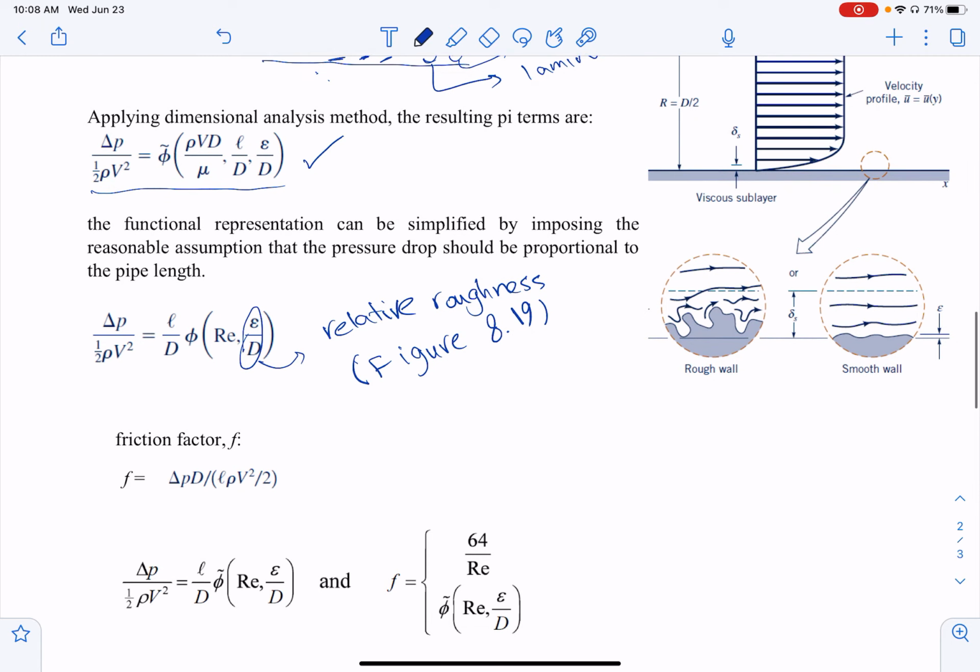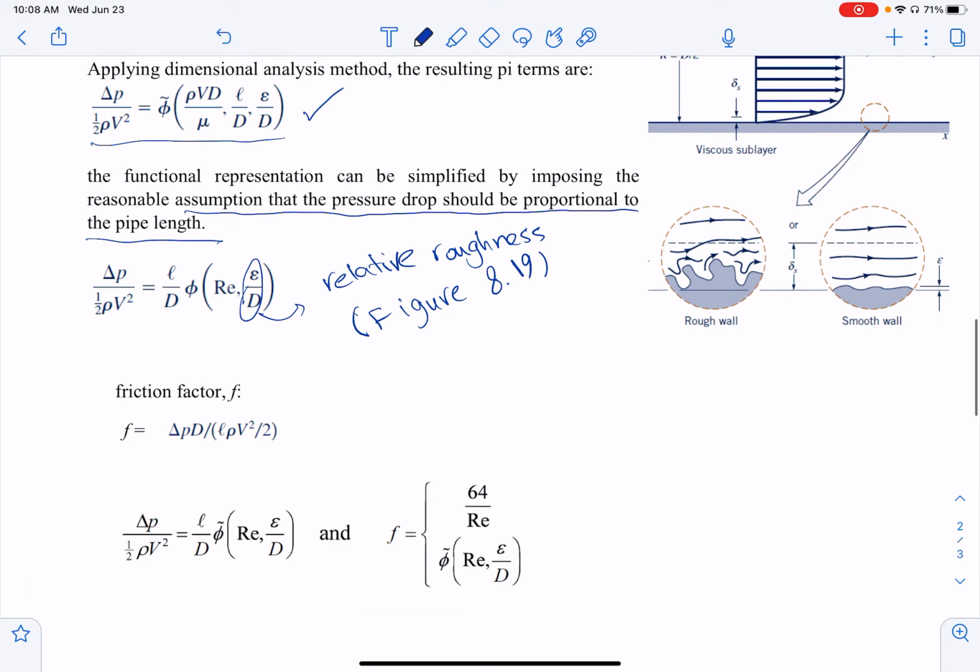So let's say we have this formula here, and if we assume that the pressure drop is proportional to the pipe length, then we are going to have this formula right here, right? And then if we consider the friction factor as this value here, then we can write down the formula as this, right?